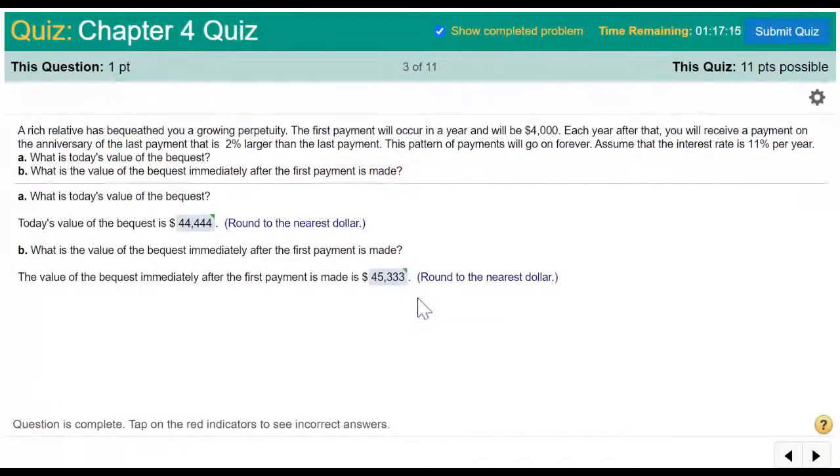Let me finish. One more time. 4,000 divided by 0.11 minus 0.02. Rate minus growth. And then here, you're going to say 4,000 times 1.02 divided by 0.11 minus 0.02.